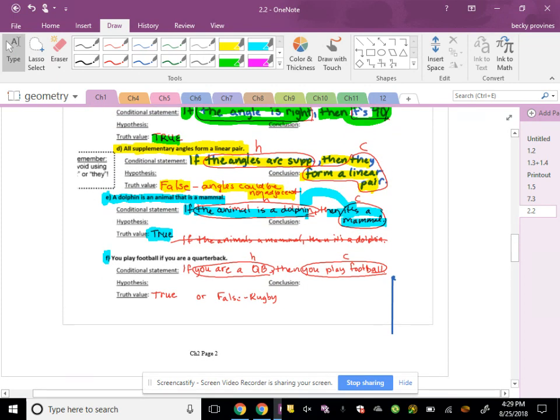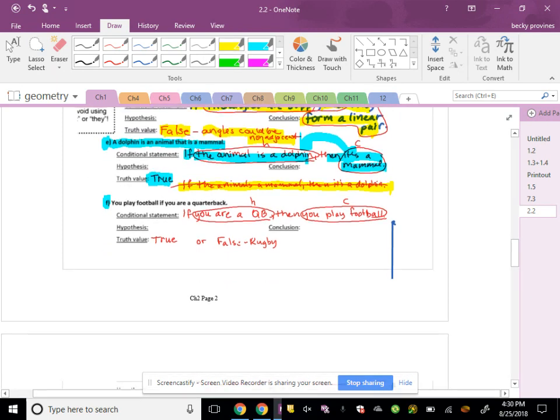I think what I was trying to show here earlier is that if you accidentally wrote it backwards and said if the animal is a mammal, then it's a dolphin. Guys, that is not the same sentence as the one up previously that I did, highlighted with blue. Because if I say if the animal is a mammal, then it's a dolphin, I'm saying every mammal on the face of the earth is a dolphin. And that is definitely false. So you have to be careful how you write the sentence.